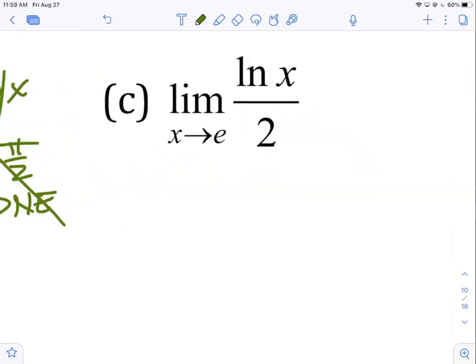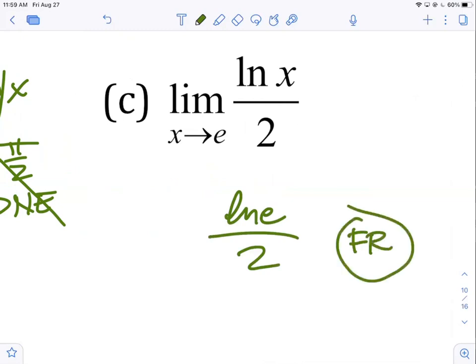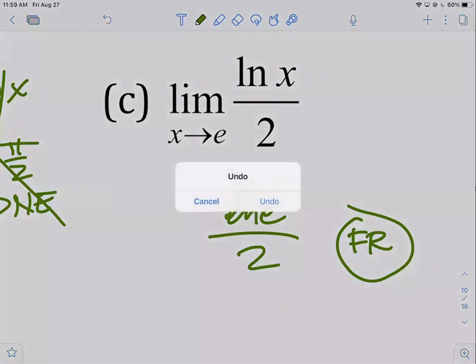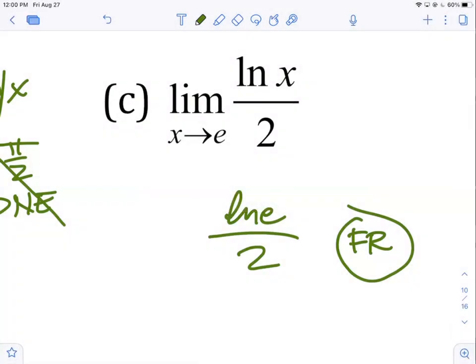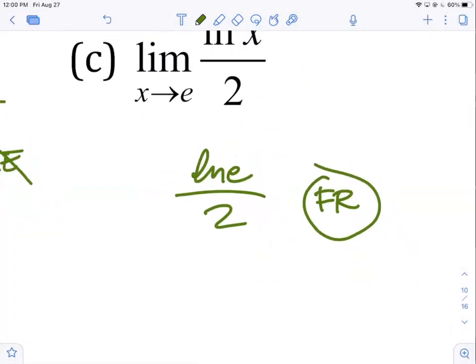All right, part C. The limit as x goes to e, again from both sides, of the natural log of x over 2. Well, direct substitution gives the natural log of e over 2. Free response, stop there, yes? Yes, because the natural log of e is defined. Remember, the natural log's domain is everything greater than 0, so if you're plugging in anything greater than 0, it's going to work. Now, simplifying, what is the natural log of e? 1, so we get 1/2.